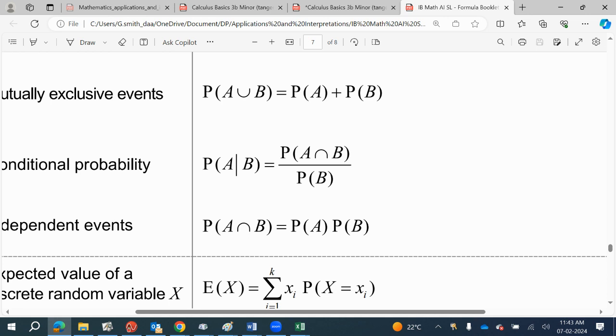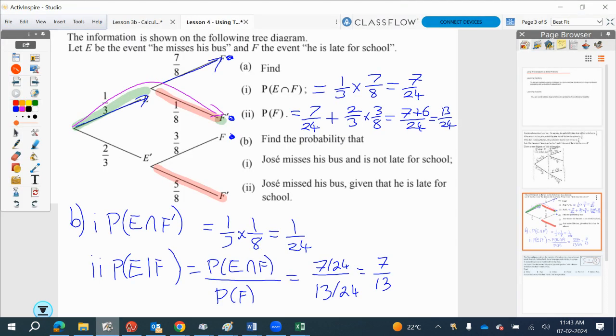A given B. If you're given B, B's in the bottom. So whatever you're given is the total probability that goes in the bottom. On this one, given that he's late for school, that's the total probability. He's late for school, that's the probability of F. We calculated that one by finding these two lengths and summing them. We calculated that one earlier.